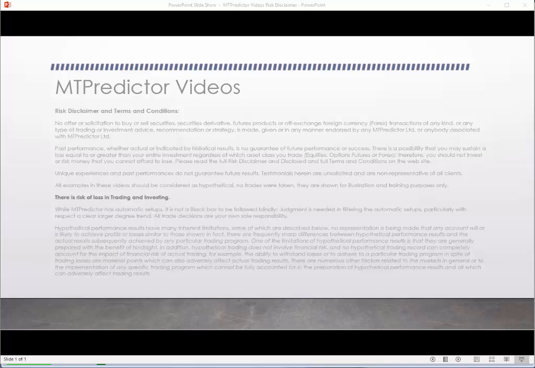In today's MTPredictor video, I'd like to have a look at our Elliott Wave Tool, and in particular look at an example on the EURGBP.